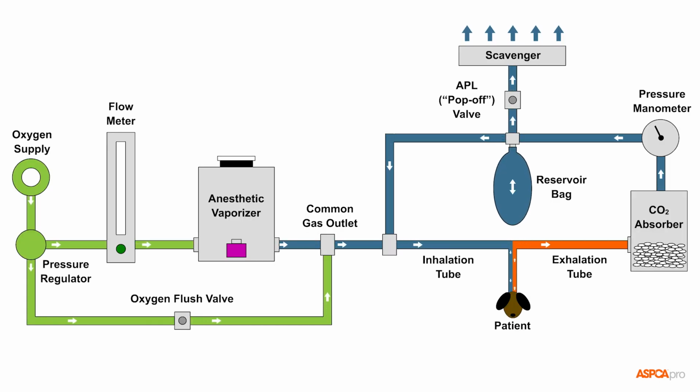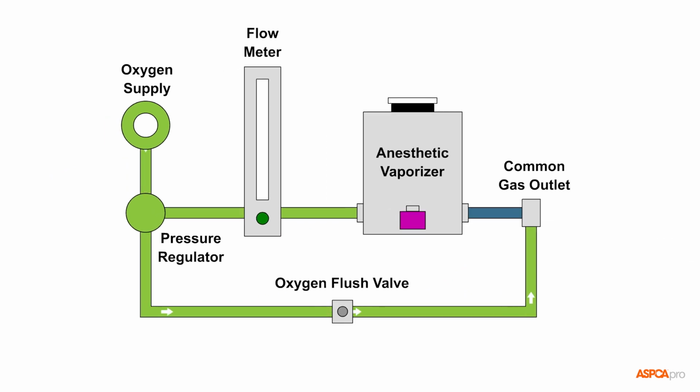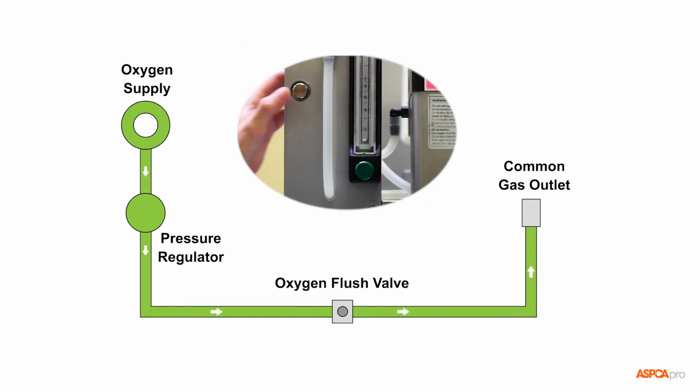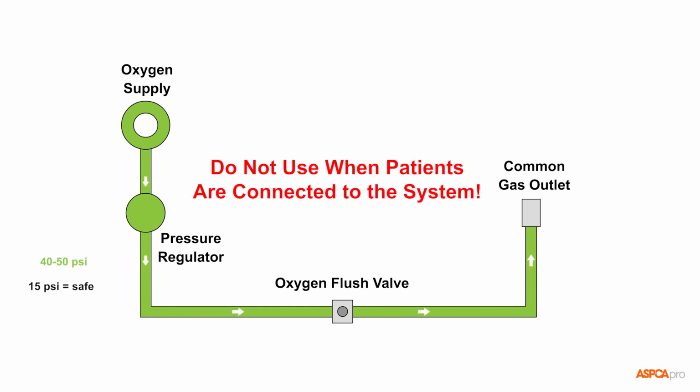An alternate path used during regular anesthesia machine operation is when flushing the system of anesthetic gas using the oxygen flush valve. This path bypasses both the flow meter and vaporizer, so the oxygen running through here still has an unsafe pressure of 40 to 50 psi and should therefore not be used when connected to a patient.